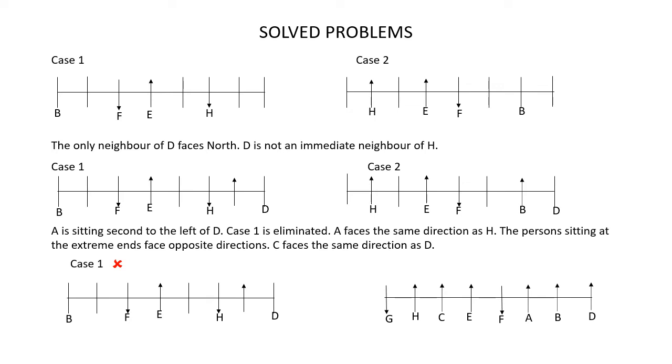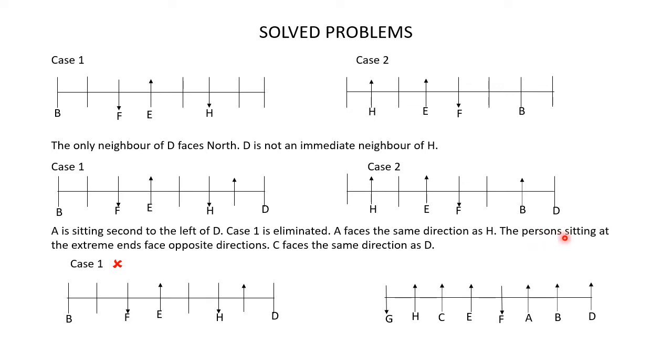Let's consider case 2. A is sitting second to the left of D. So D has to face north. Only then A can sit second to the left of D in this position. Now it's given A faces the same direction as H. Since H faces north, A also will face north. So now mark D facing north and mark A here second to the left of D also facing north because A faces the same direction as H.